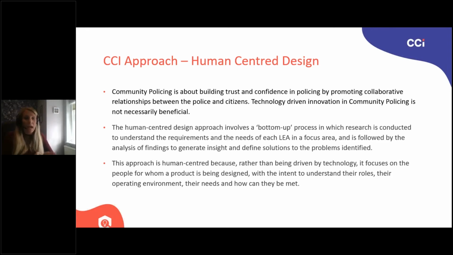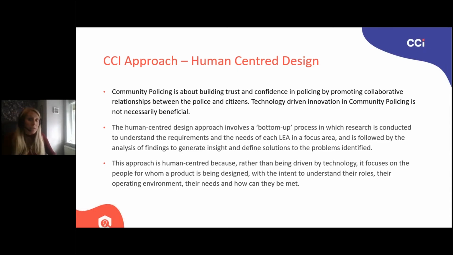The first thing is that, as Megan explained, community policing is all about building relationships between the police and citizens. So it's all about building the trust that is needed for this relationship to be effective, for collaborative working to be effective. In this context, technology-driven innovations are not necessarily beneficial, and sometimes they can even be detrimental if they disrupt that face-to-face component of community policing work.